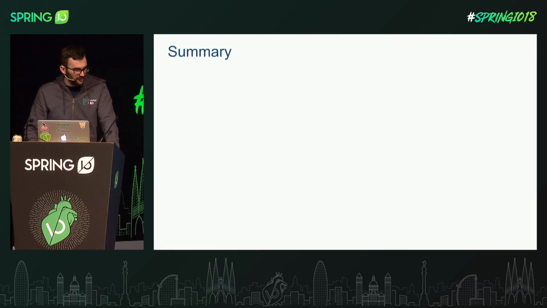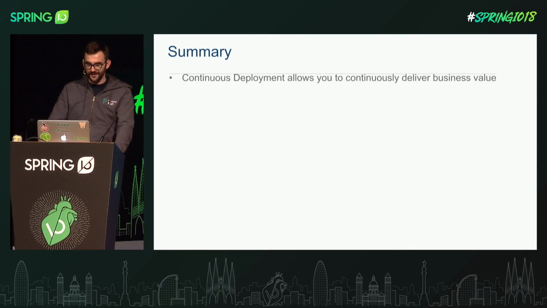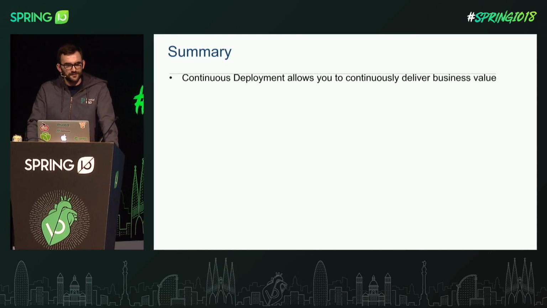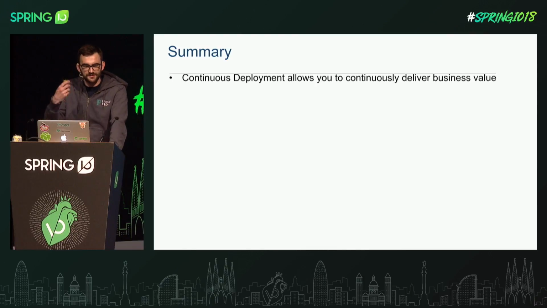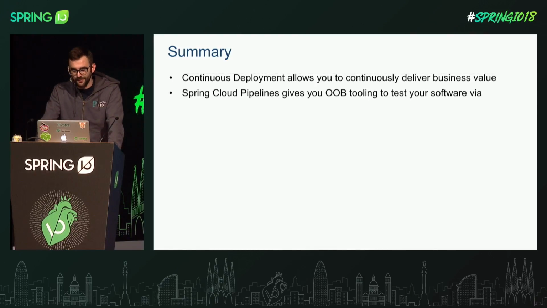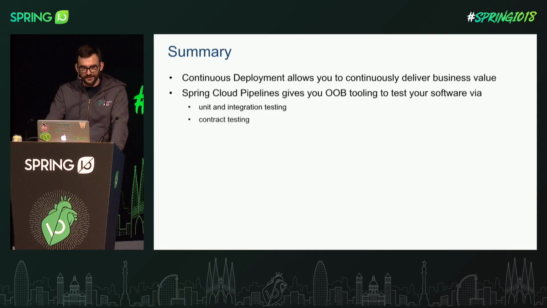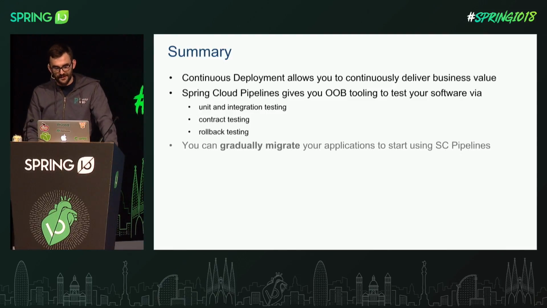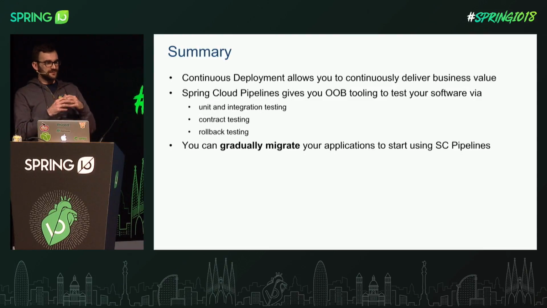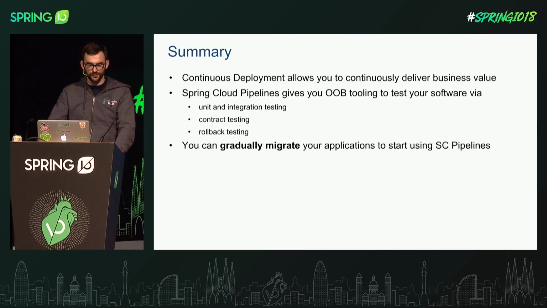Okay, summary. We're going to have some time for questions. Doing continuous delivery and deployment allows you to continuously deliver business value, and it gives us money. Spring Cloud Pipelines gives you tooling to do it out of the box, and there are different tests: unit, integration, obviously, contract testing, rollback testing. And this is crucial: you don't have to take everything from the very beginning. You can gradually migrate to use the project.